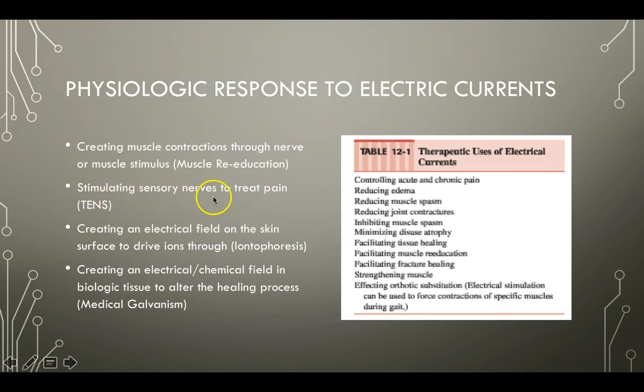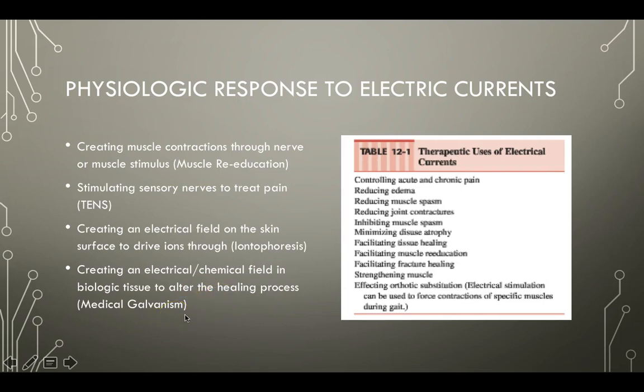We can stimulate sensory nerves to treat pain. Most of our TENS is going to be based on our 3 levels of pain control. We can create an electrical field on the skin that helps drive ions through. That's what we call iontophoresis. So we drive medication through the skin based on like charges repelling like. And we can create an electrical or chemical field in the biological tissue that can alter the healing process. It's what we call medical galvanism.